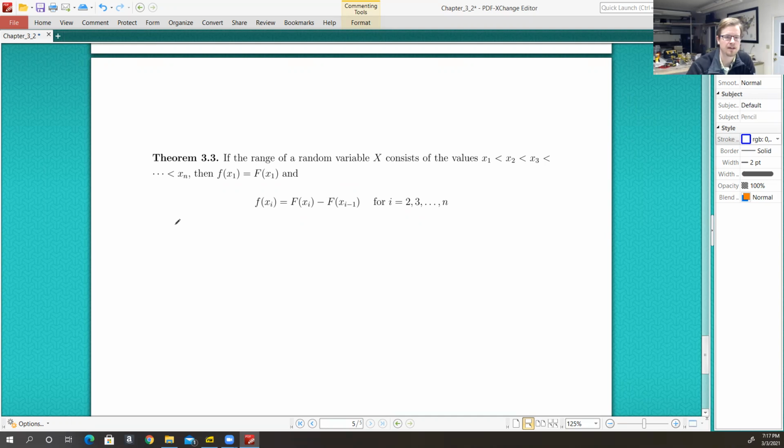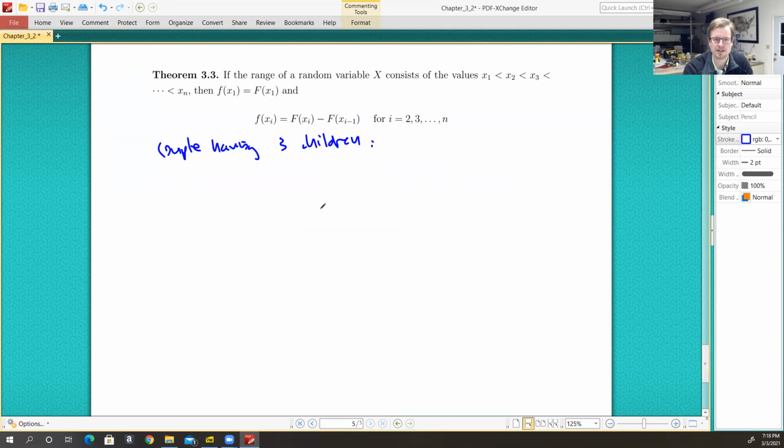So again, in the context of the couple having 3 children, I didn't include this as an example because I honestly didn't think it was worth having an example. So if you're good with this, go ahead, get out of here, have a great day. But if you want some clarification, check this out.